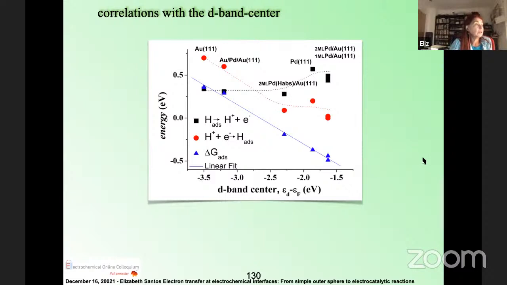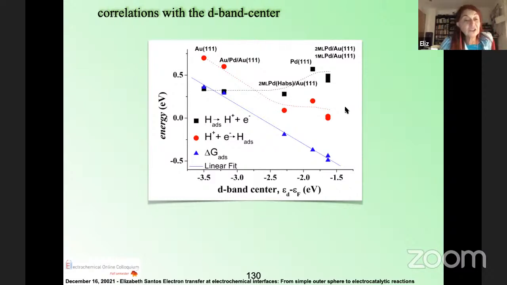the correlation is very good. But for every one of these systems, with the potential energy surface, we can also calculate the barrier for the reaction, for the oxidation, and also for the formation of adsorbed hydrogen from the proton. And these are the other points, these black points and red points, correlated with the d-band center. And we see that the results are very different.